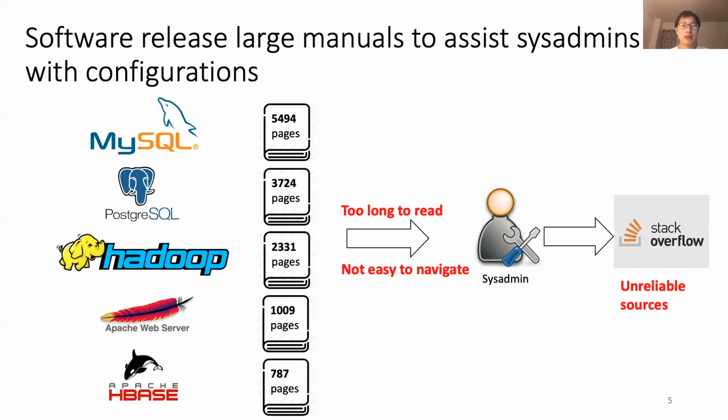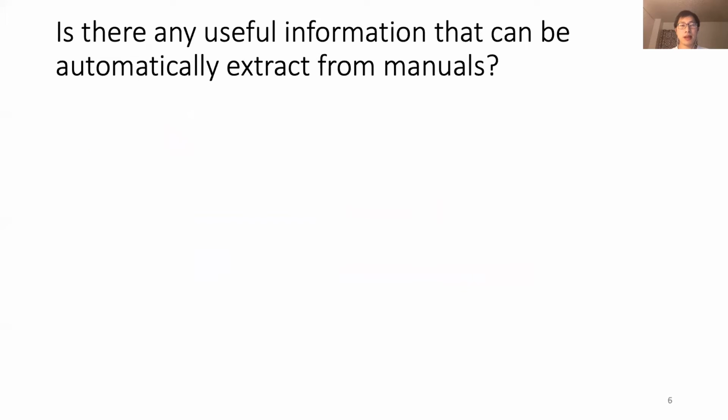As a result, sysadmins usually turn to online forums like Stack Overflow to resolve their issues. Online forums may provide unreliable answers, which may be only partially correct or correct only in certain conditions. Based on this, our work studies software manuals to see if there is any useful configuration-related information that can be automatically extracted, so that we can build automatic tools to help sysadmins check their configurations.